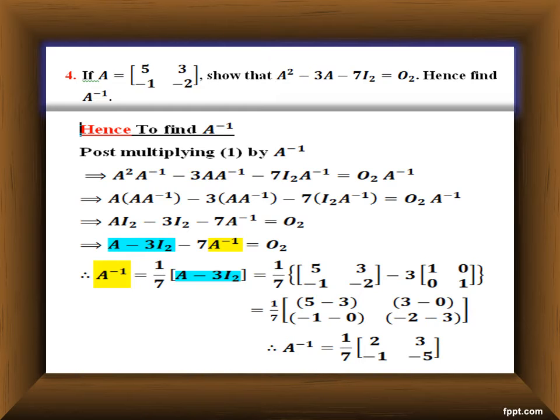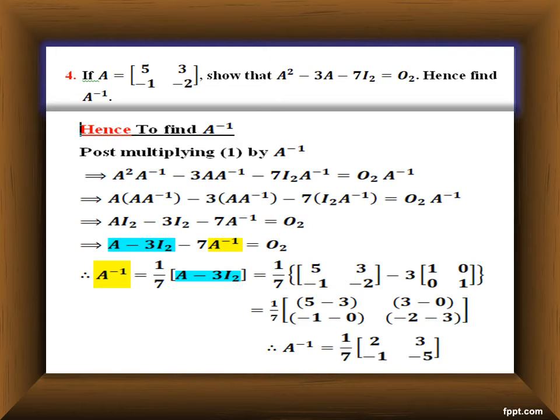Like that also you can simplify. Otherwise use the associative law of matrices. So you can associate one of the A from A square with the A inverse. Thus we are associating like this. See the step: A into A into A inverse minus 3 into A inverse minus 7 into I2 A inverse equals O2 A inverse.